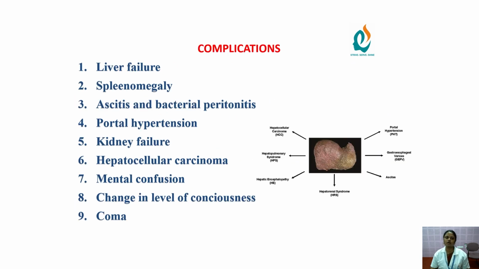So moving on to the complications. The complications of liver cirrhosis are liver failure, splenomegaly, ascites and bacterial peritonitis, portal hypertension, kidney failure, hepatocellular carcinoma, mental confusion, change in level of consciousness, and coma.